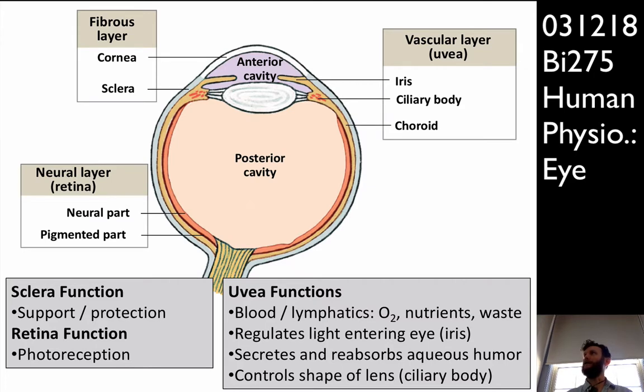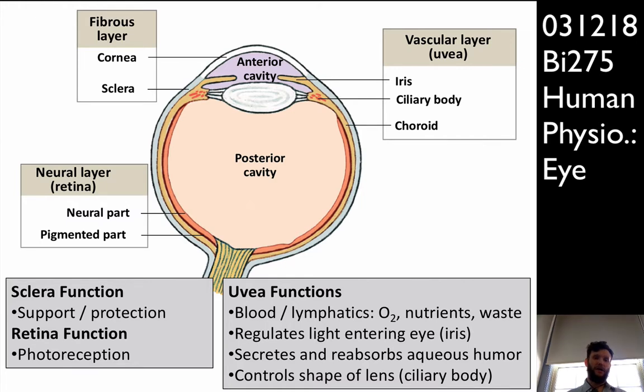The outer layer is called the fibrous layer, and it's made of the cornea, which means the clear fibrous layer, and then the sclera. Sclera means white. Cornea is clear and sclera is white, so the sclera is the white of your eye. These are strong fibrous layers that do contribute to the focusing power of the eye. We'll talk about that.